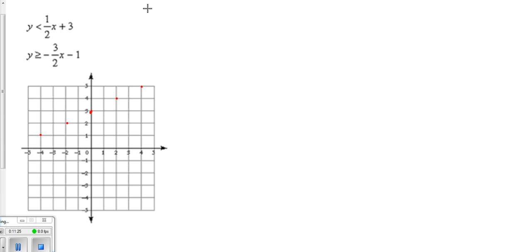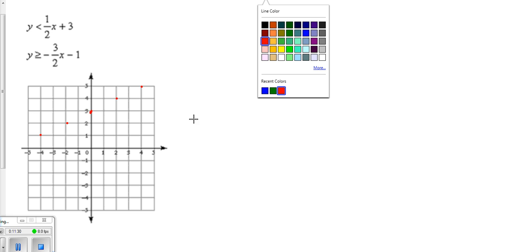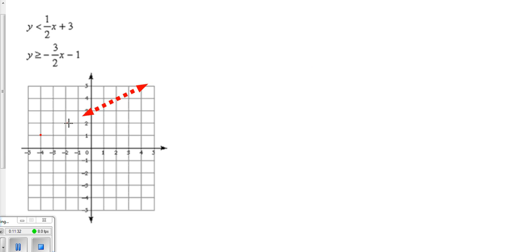Connecting those points. Now again, because this is less than, but not the less than or equal to, we have to use a dashed line. So we will do a red dashed line right there. This is the line we're going to use. We now need to shade, so we're going to check our 0, 0 right here. Is 0 less than half of 0 is 0, 0 plus 3 is 3. Is 0 less than 3? Yes, it is. So this is the right area. We would shade everything below that line.